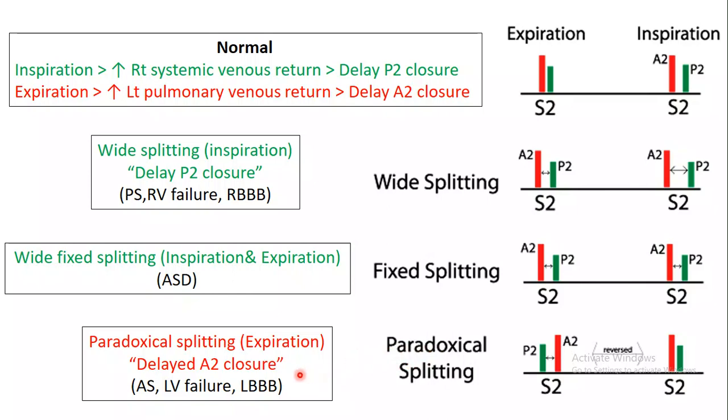Similarly, it might be caused by a mechanical problem in the aortic valve itself, aortic stenosis, mechanical pump failure of the pumping ventricle, which is the left ventricle, in a patient with left ventricular failure, or delayed electrical activation of the left ventricle as in a patient with left bundle branch block. So if we ask the patient to take inspiration, then the splitting disappears. This is called paradoxical splitting, caused by aortic stenosis, LV failure, or left bundle branch block.